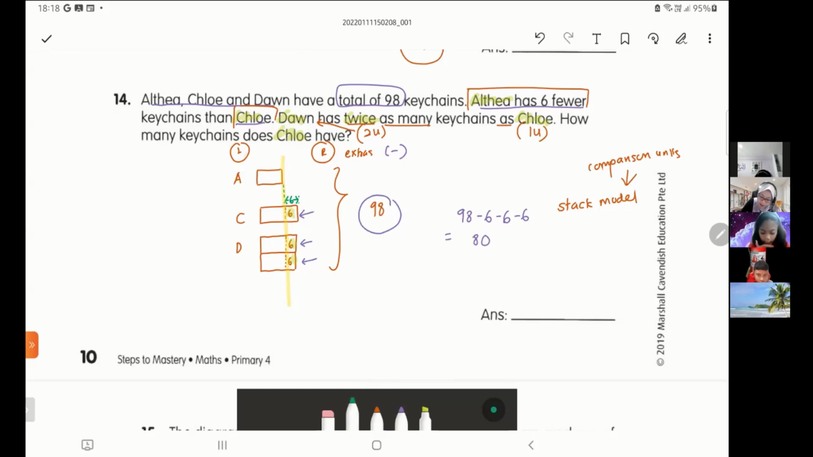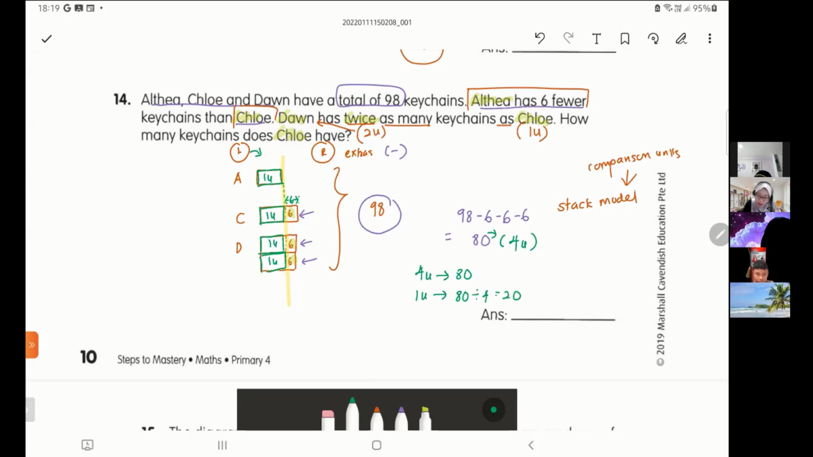Now you look at the left hand side, you look for the equal boxes. Can you see? These are all equal boxes. And how many of these equal boxes do I have? 1 unit, 2 units, 3 units, 4 units. Which means this leftover 80 after I take away is 4 units. 4 units is 80. To find 1 unit is always divide. I told you just now. Okay, divide. 80 divided by 4, I get 20.